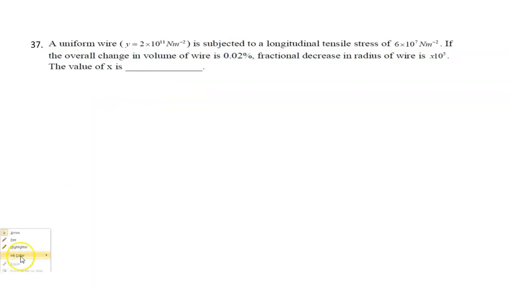Next question is again depending on elasticity. Here the question given is, a uniform wire Young's modulus is subjected to a longitudinal tensile stress of 6 into 10 power 7 Newton per meter square. If the overall change in the volume of the wire is 0.02%, the fractional decrease in the radius of wire is x into 10 power minus 5. The value of x is.